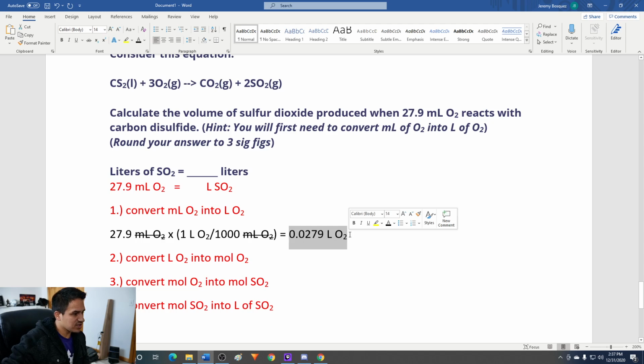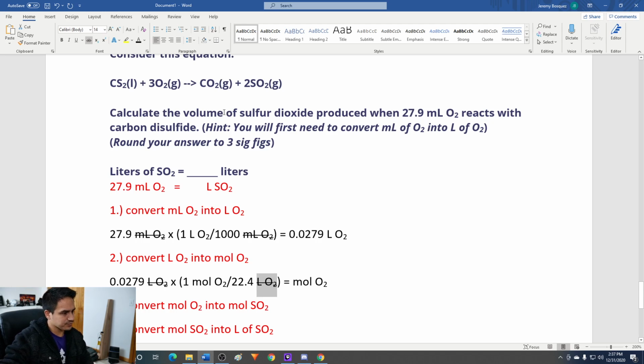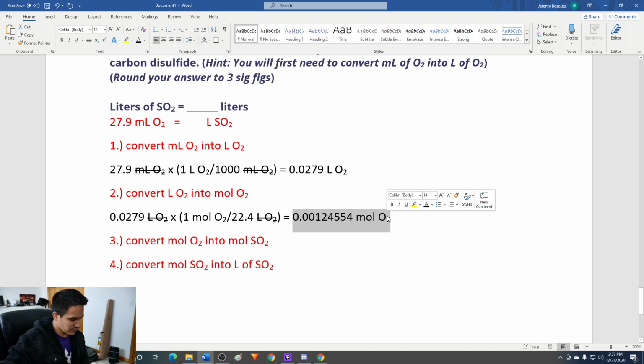So now that we have liters, we can convert our liters into moles using molar volume. So we're going to get into moles of O2. And that means we need to use the 22.4 liters per mole. So since we're starting in liters of O2, we're going to have 1 mole of O2 on the top and the 22.4 liters of O2 on the bottom. That way our liters cancel out with each other. So we're going to take 0.0279, divide by 22.4. We're getting some small numbers here. 0.001245554. Again, I'll do all the rounding at the end. All right, so there's our moles of oxygen.